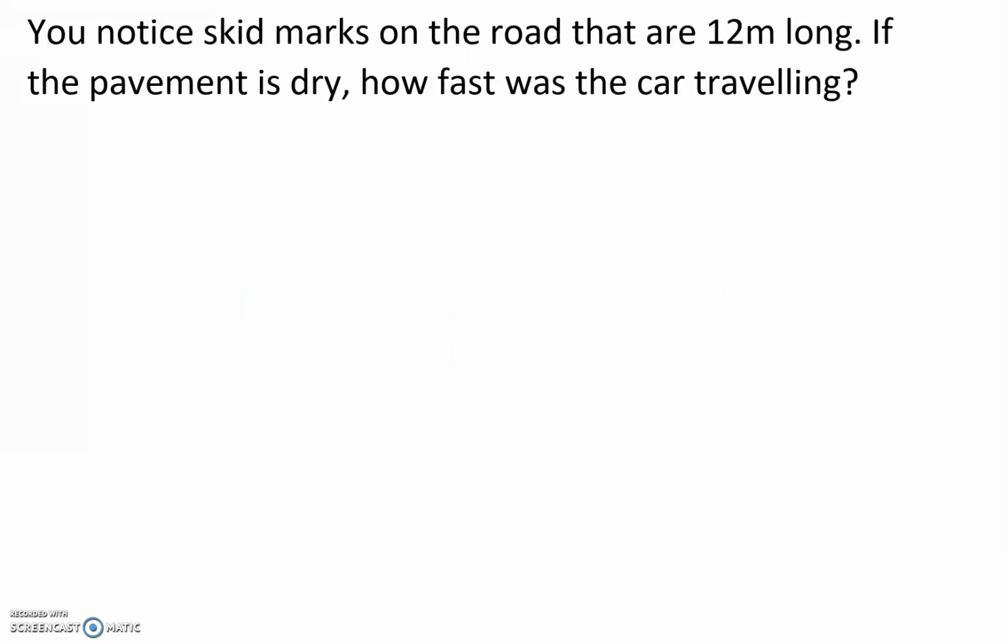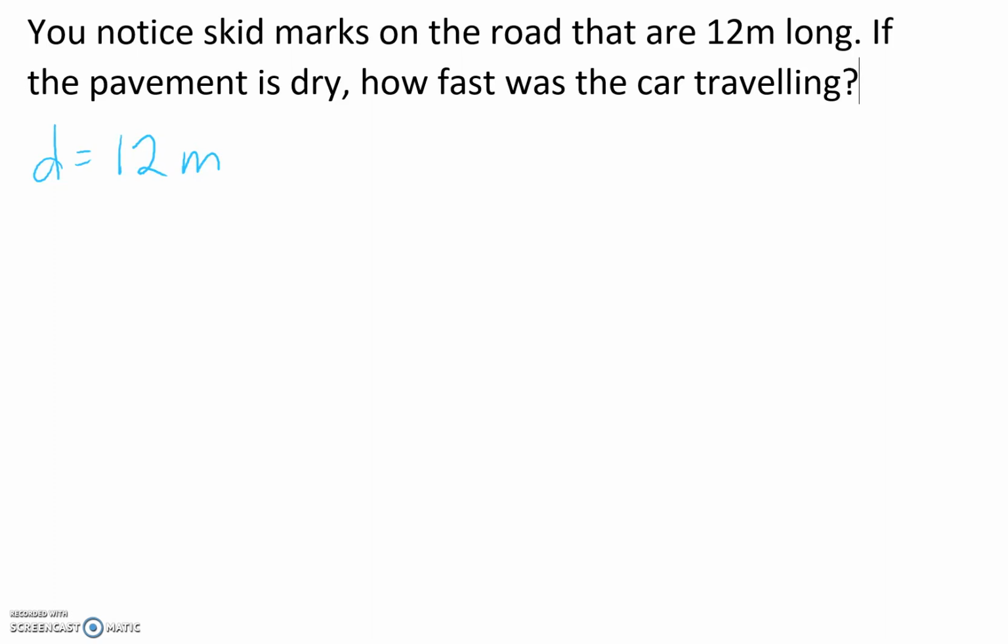We're going to try a second example using the same braking distance formula, but this time we're going to try solving for a different variable, so not braking distance. If we look at the problem, it says that you notice skid marks on the road that are 12 meters long. Well, skid marks suggest that that's how long it took the car to stop once the brakes were applied. So that tells you that in this example, the braking distance was 12 meters.